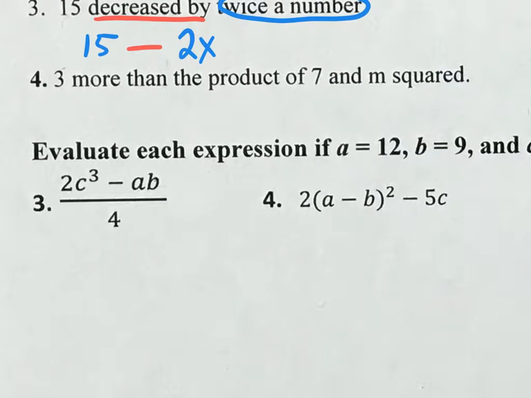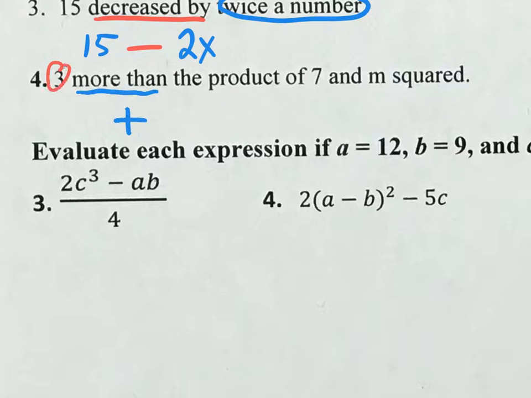Number 4, 3 more than the product of 7 and m squared. That's a mouthful right there. Let's start with the words more than. What does that mean and what does it imply? Are we multiplying? You're adding, right? More than is adding. If I say what's 3 more than your age? Is it 3 plus 14 or is it 14 plus 3? 14 plus 3, right? If I say what's 1 more than your age, you're gonna say 14 plus 1. You're automatically going to switch the order because the words more than imply a switch.